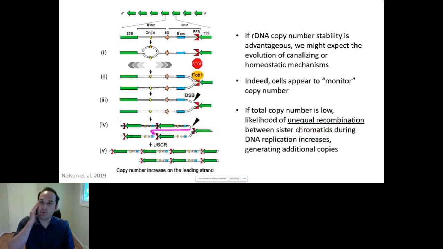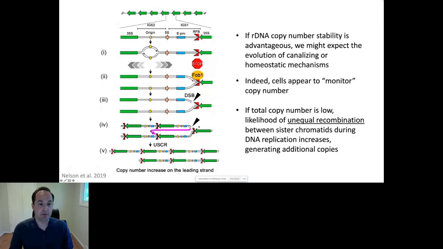And so if it's advantageous to have a stable ribosomal DNA copy number, we might expect that evolution has created canalizing or homeostatic mechanisms. And that does indeed appear to be the case. So this is not my research, but kind of a summary of lots of other studies. Essentially, what's happening here in this model is that when total copy number is low, there is a regulatory mechanism that increases the likelihood of unequal recombination between sister chromatids during DNA replication.